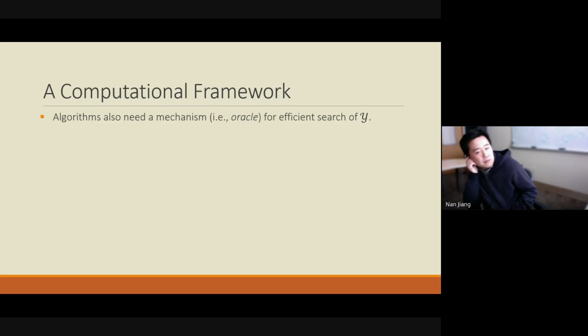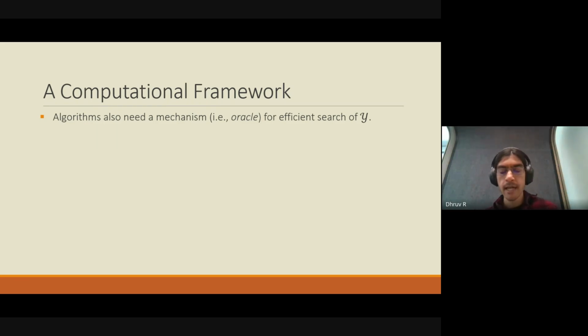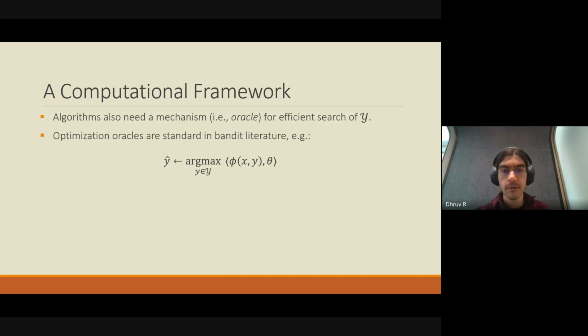So that was the policy class. And we also need some way of accessing the response space. In the standard bandit literature, it's very common to have some sort of optimization oracles. So you give some response y, or you place some response y with some prompt x, and you want to solve the maximization problem, inner product of theta with phi of xy.